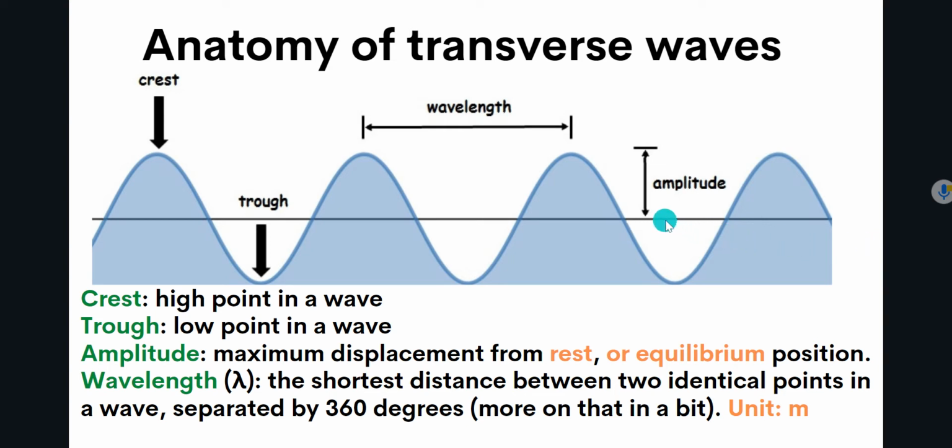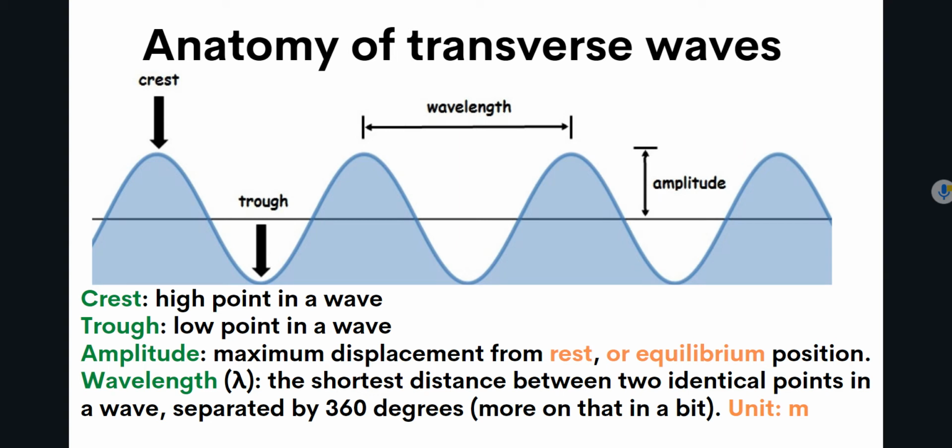But amplitude is simply the difference between the rest position and the highest energy position, like the crest or the trough. So you could measure the amplitude as being from here to that position or from here to that position. Either way works. What you don't want to do is measure from the trough all the way up to the crest. That would be doubling the amplitude. You do not want to do that. Amplitude is going to be measured in meters. It's a distance, it's a displacement.